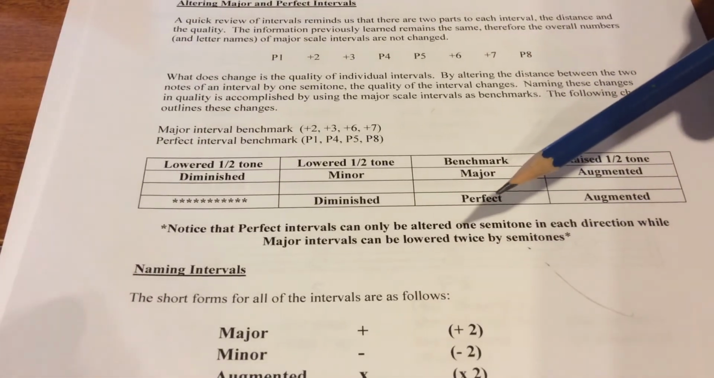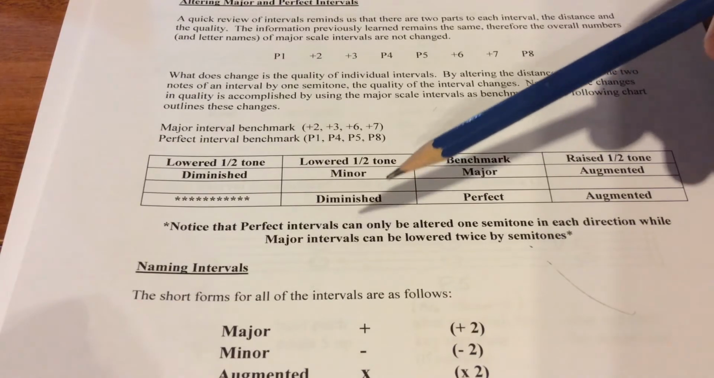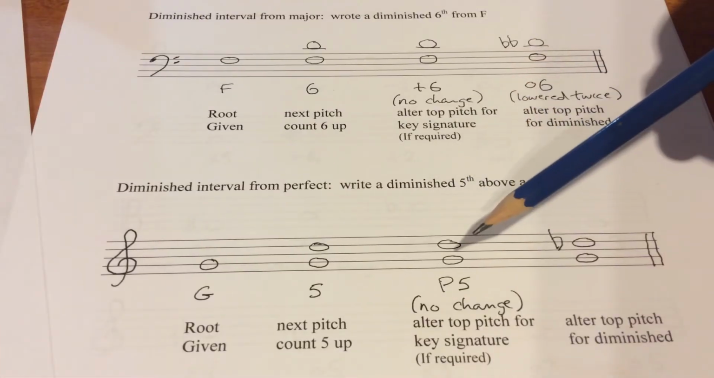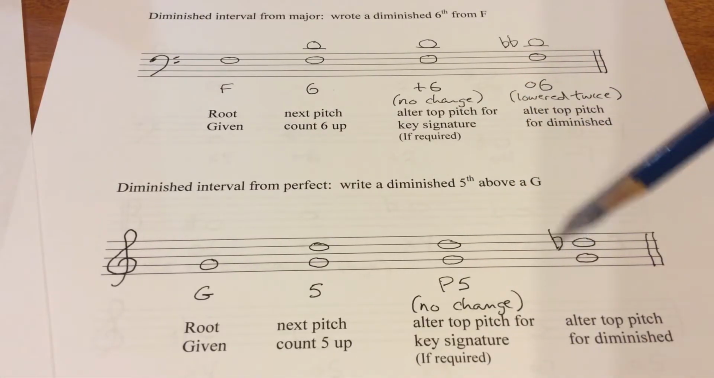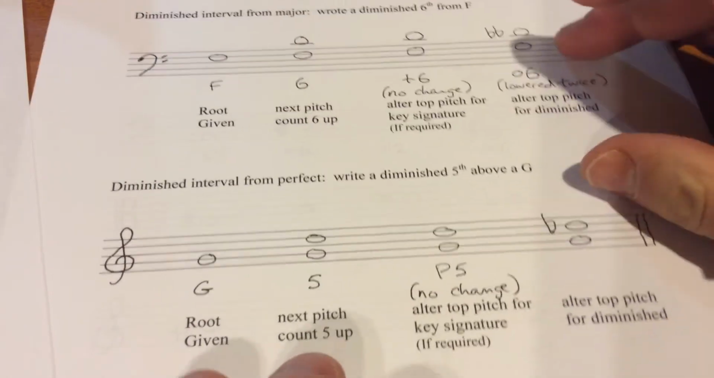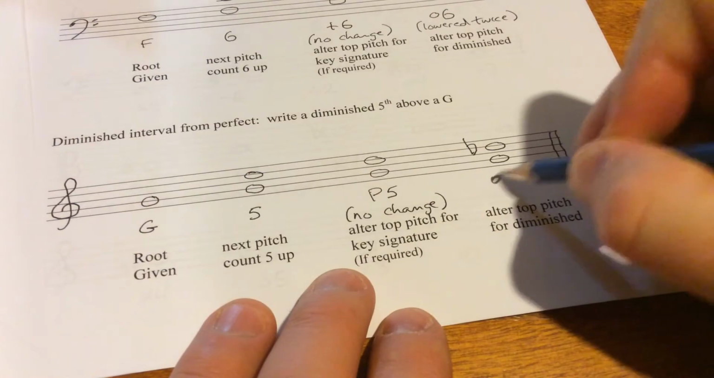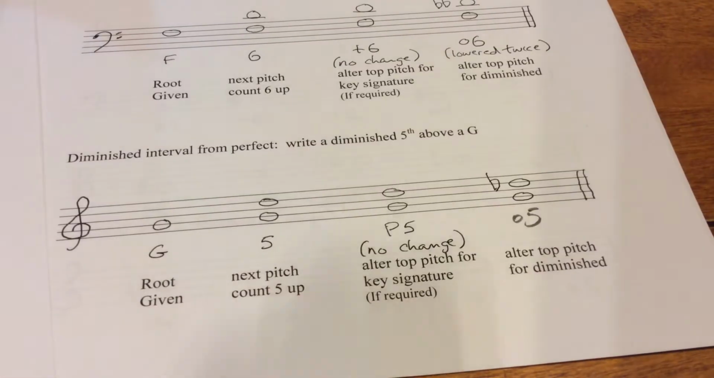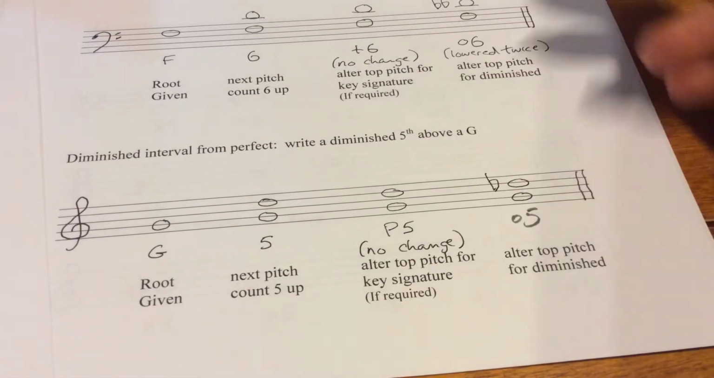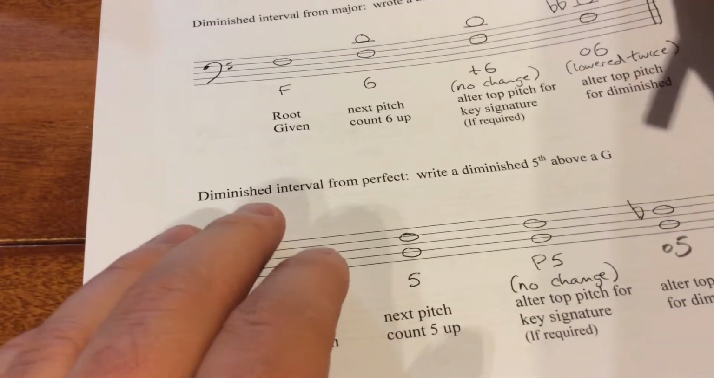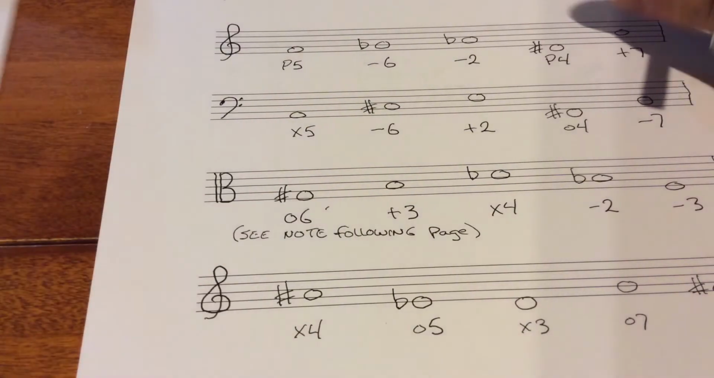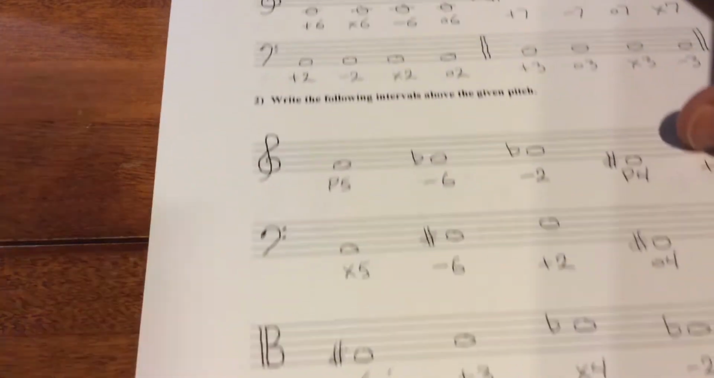However, again, we're not just drawing a perfect interval anymore. We're asked to draw a diminished interval, which means we need to lower that top pitch, which is a D, by a semitone to create a diminished fifth. So we'll just add this here. That's what our diminished fifth is going to be, used to represent the fact that we've lowered it by a semitone from perfect. And that's basically it.